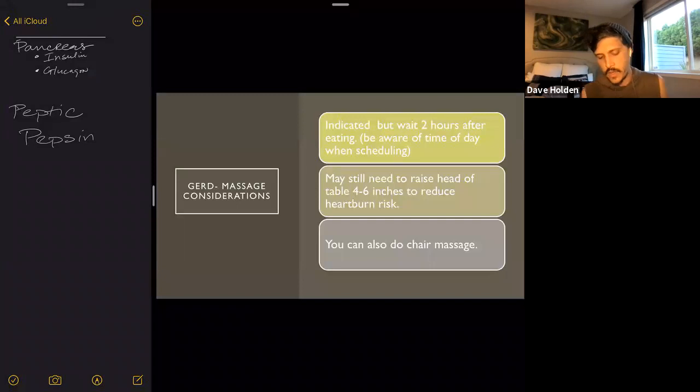So clients with GERD, generally we want them to wait a couple of hours after they eat just to make sure that all of the stomach contents have moved on into the small intestine, so there won't be anything for them to regurgitate. You may also need to put a pillow over their head and kind of incline them up a little bit. The idea is you want the esophagus to be inclined uphill, so if there is anything, it has to go uphill to get up to the mouth. We can also do chair massage. That's also perfectly fine.